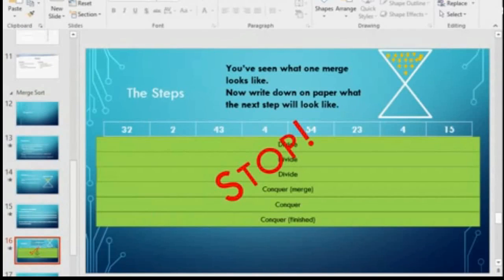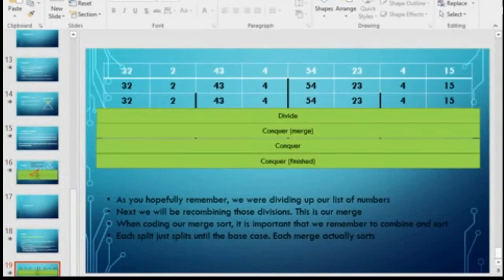Yes, divide and conquer. We're going to go past my silliness there.